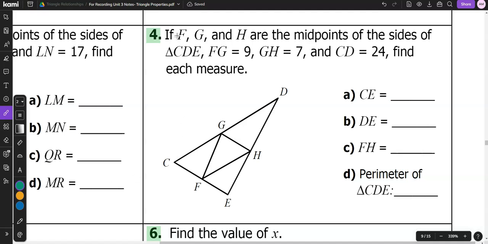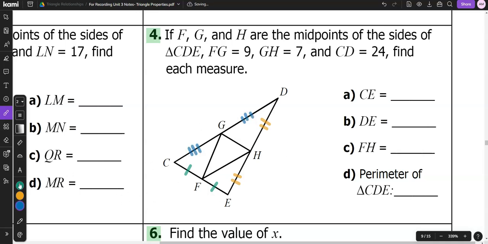All right, so the problem does tell me that F, G, and H are the midpoints of the sides. So first I'm going to mark CE's midpoint being F. So that's going to tell me that CF is congruent to FE. And then H is the midpoint of DE. So we're going to mark EH congruent to HD. And then finally CG is congruent to GD because G is the midpoint of CD.